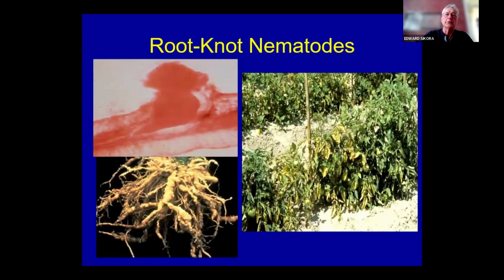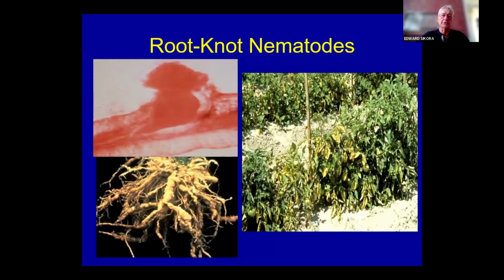And I'm going to go back to root knot here. In the upper left-hand corner, that's an adult female. These get inside the root system and they become sedentary endoparasites. They're like the couch potatoes of the nematode world. They set up a feeding site and secrete enzymes through their mouth parts, which causes a chemical reaction that increases the size and number of cells around their head.